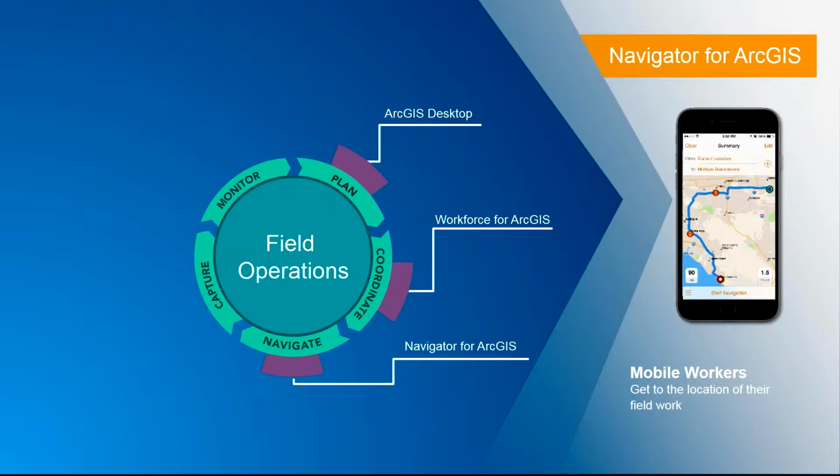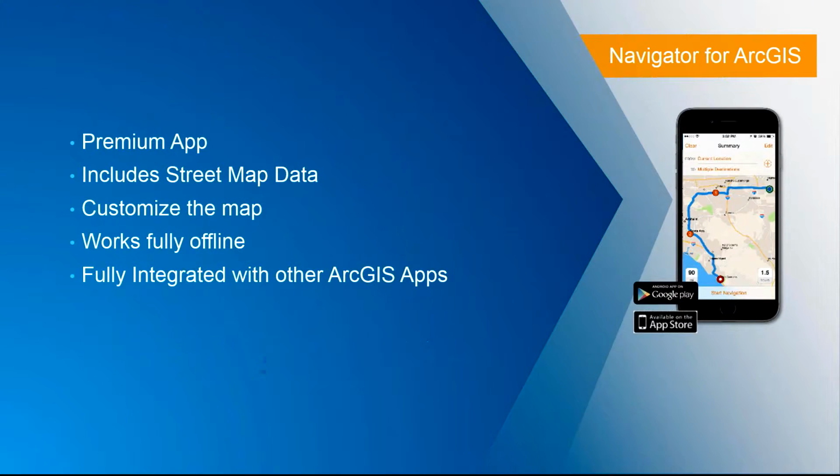Another key app is the Navigator app. This is also relatively new, and it helps to get workers to their location. Navigate, as we talked about, was one of the key workflows here, and the Navigator app allows us to do that. One difference is that this is a premium app, so there's an additional cost, partly because it includes the street map data. You're able to download data for use offline at the state level to help you navigate to where you need to go to perform the work you've been assigned from the Workforce perspective. You can also customize this and integrate your own street network data if you have it available.